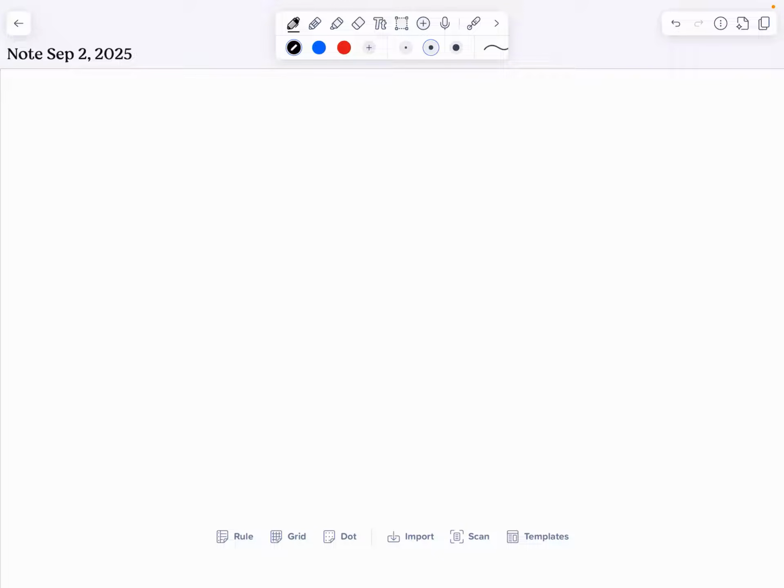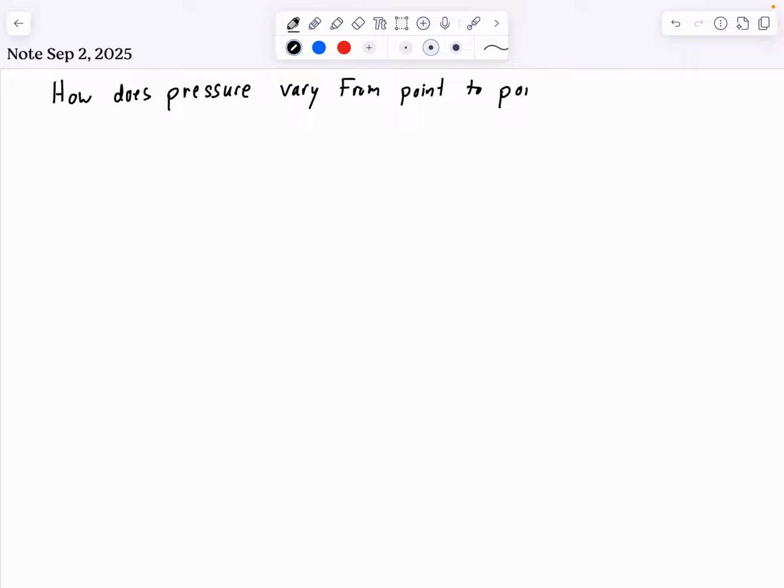So in this video, we're going to consider the question, how does pressure vary from point to point in a static fluid? And we're going to derive an equation to describe this.